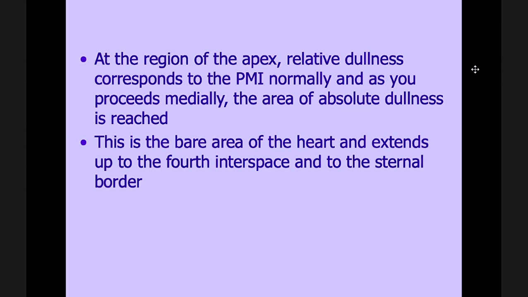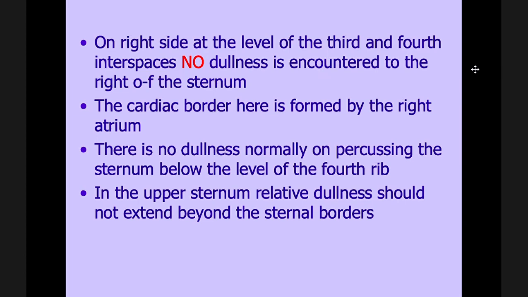This is the bare area of the heart and extends up to the fourth interspace and to the sternal border. On the right side, at the level of the third and fourth interspace, no dullness is encountered to the right of the sternum. The cardiac border here is formed by the right atrium. There is no dullness normally on percussing the sternum below the level of the fourth rib. In the upper sternum, relative dullness should not extend beyond the sternal borders.